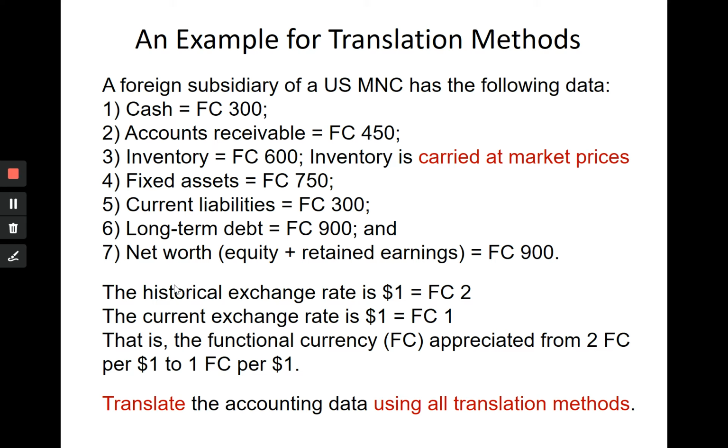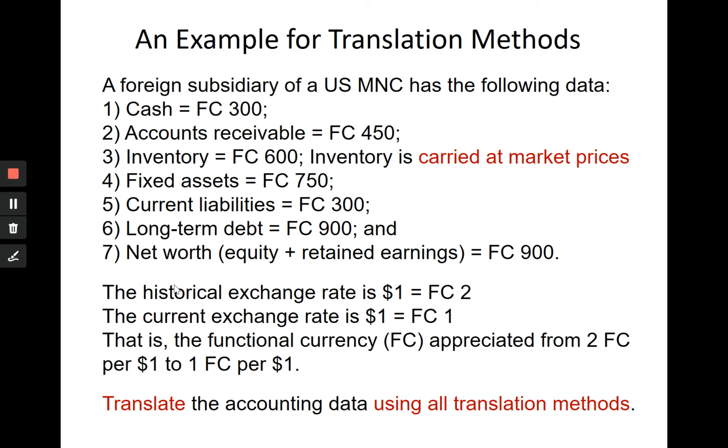We are holding an inventory of 600 units of foreign currency, and note that this inventory is carried at market price. Therefore, when we go to this temporal method, we are allowed to use current translation. So I'm going to give you an example of temporal method. This is a Harvard Business School lecture note example. I didn't make it up.